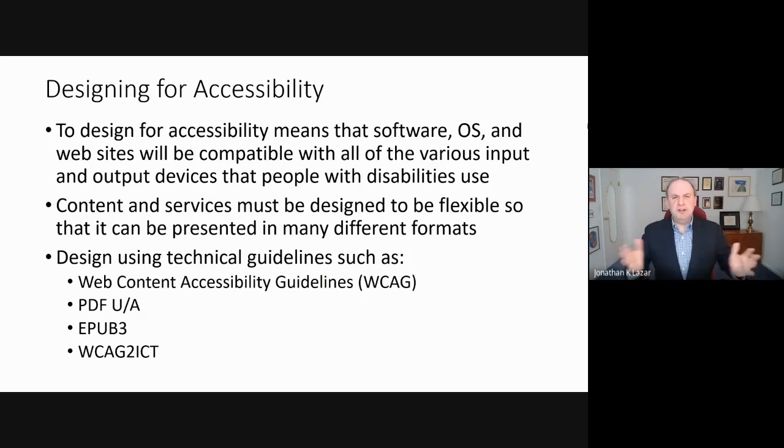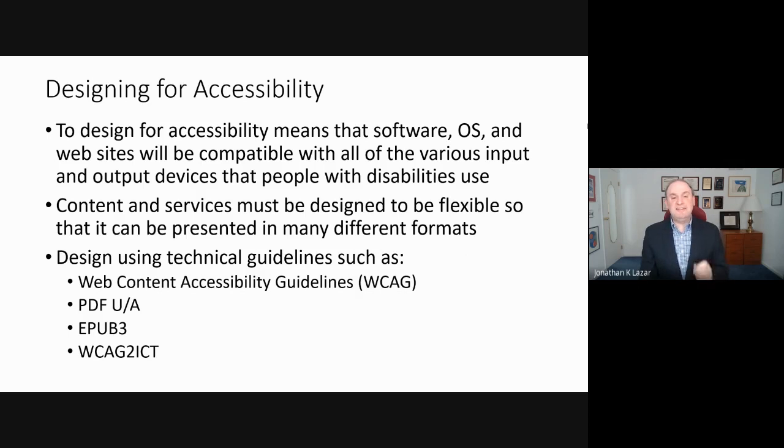Now, how do we build our interfaces to be flexible for accessibility? We use a set of technical guidelines for accessibility. And these include guidelines such as the Web Content Accessibility Guidelines. The Web Content Accessibility Guidelines are guidelines that specifically discuss how to make websites accessible. And it's important to note that website accessibility, with the WCAG, as it's often known, is the best known set of technical guidelines for accessibility in the world. It's used by countries around the world. People are familiar with it.